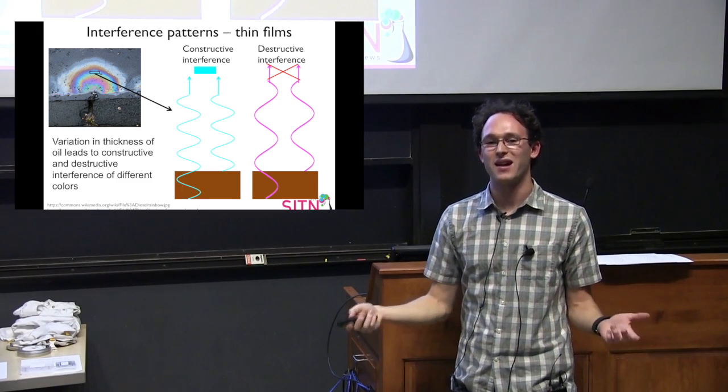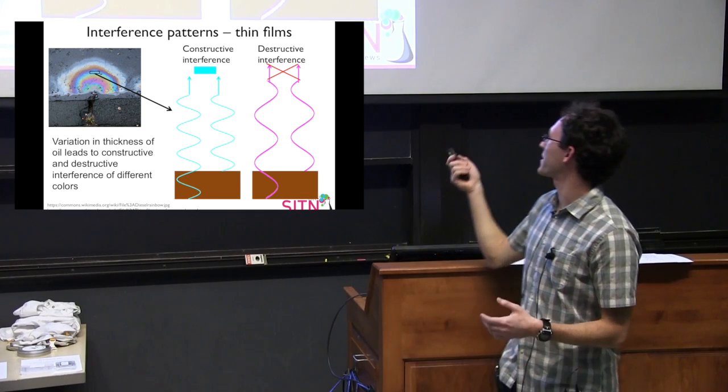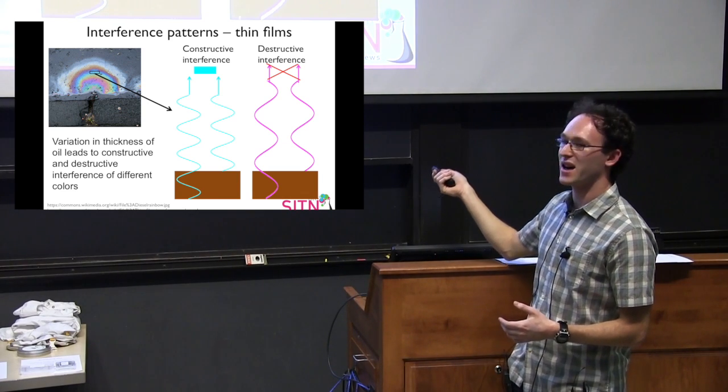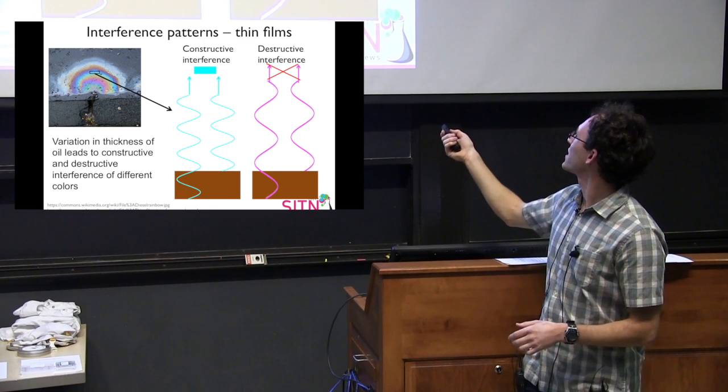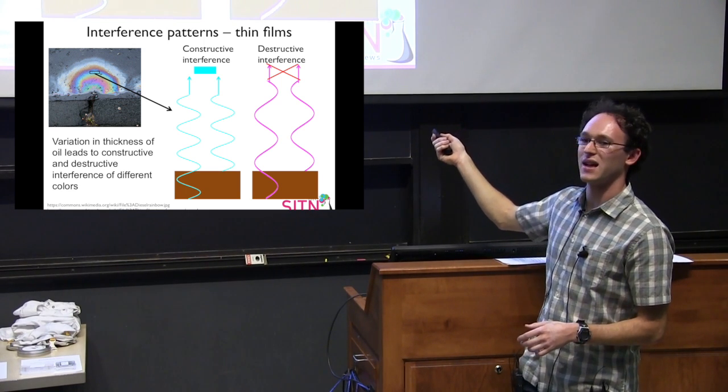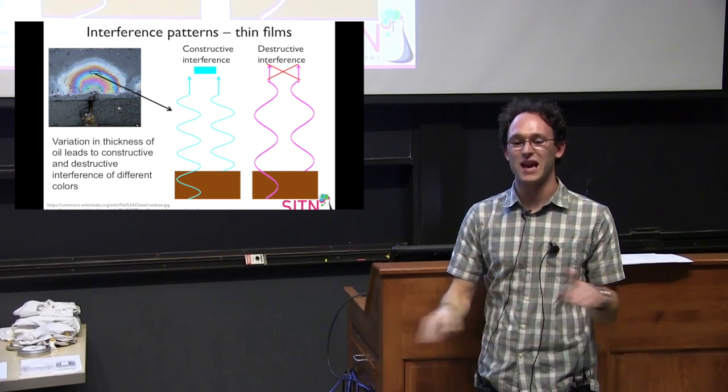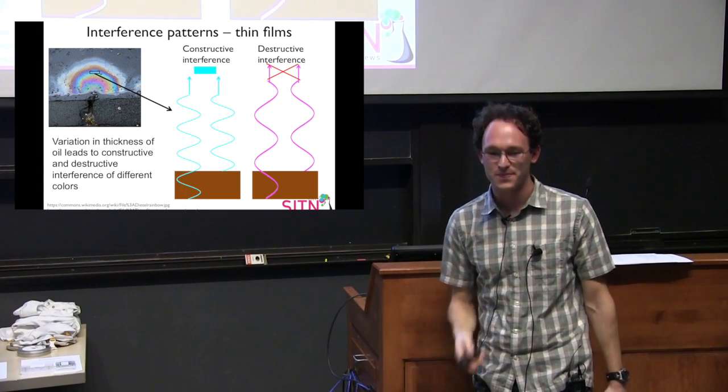But if you took any other color wavelength, let's say this pink here, the pink wave bouncing from the bottom of the oil and the top of the oil, the crest and the trough of those align. So you get destructive interference. So they just cancel, and you don't actually see any light.